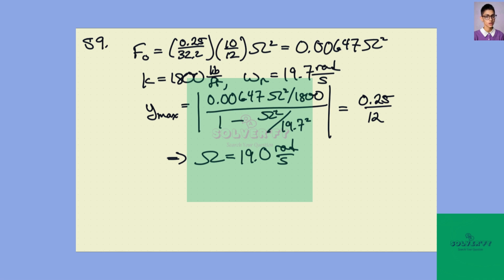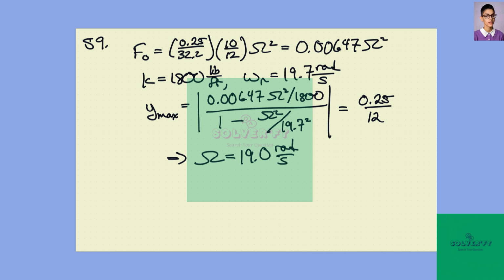So let's see here, 0.00, and omega squared divided by 1800, all divided by 1 minus omega squared divided by 19.7 squared. Okay, let's see if that looks right. Yes. And so we want that to be equal to 0.25 divided by 12. And I want to solve that all for the natural frequency. Oh, not the natural frequency, the excitation frequency.